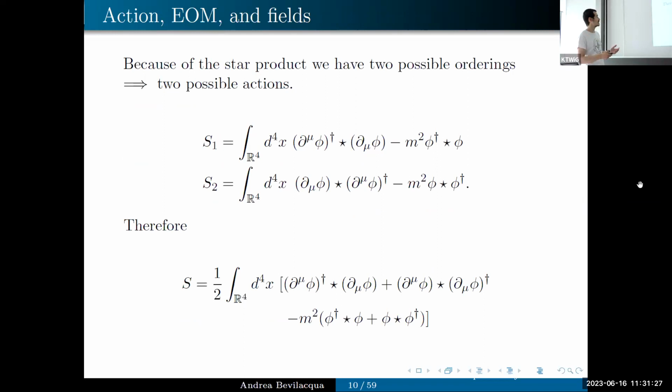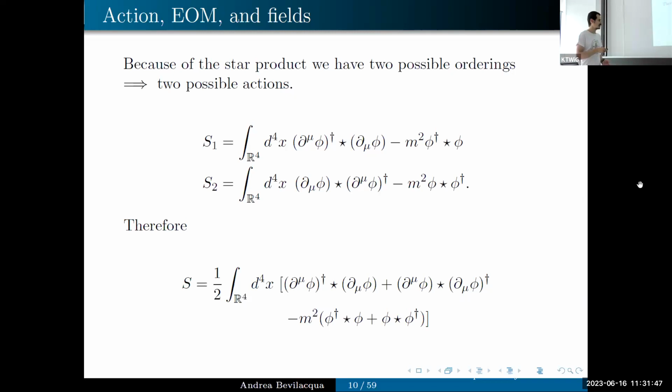So let's just introduce the action directly. We have two possible actions because we have two possible orderings for the star product, because here we have a dagger. Here I'm talking about a complex scalar field. So basically you can put the dagger either before the star product or after the star product. And the action that we chose is this one.